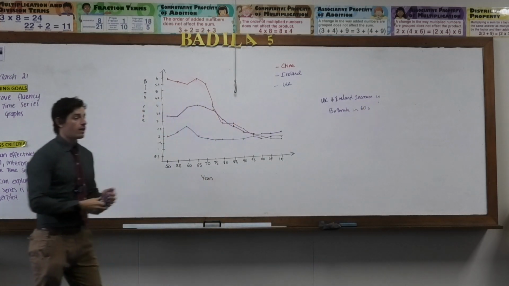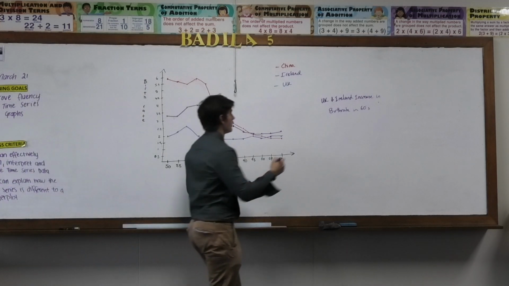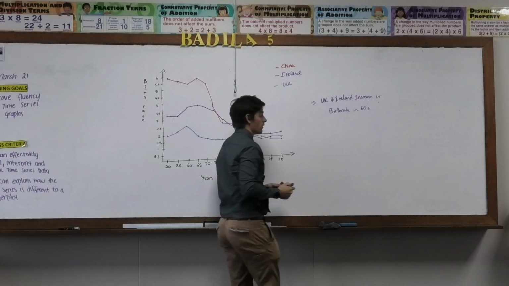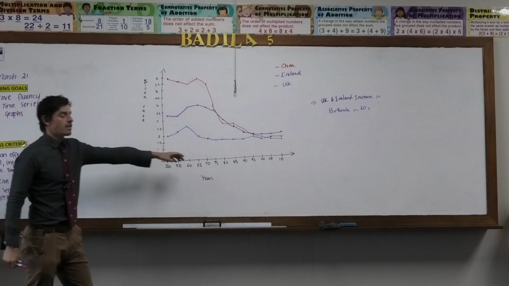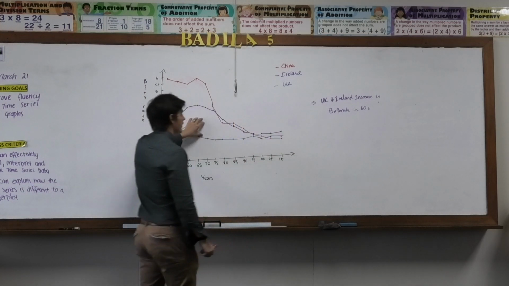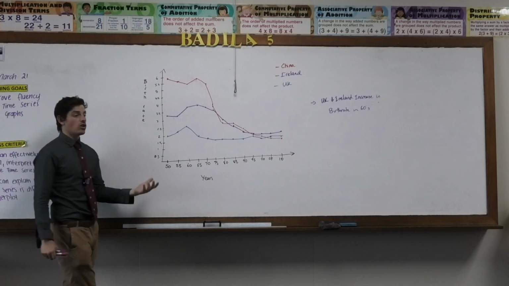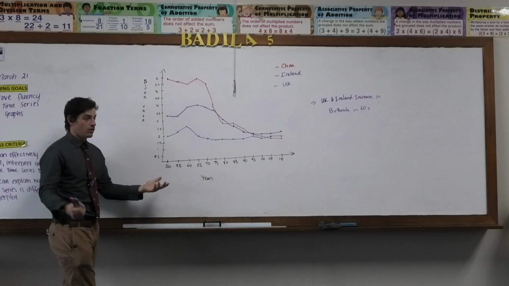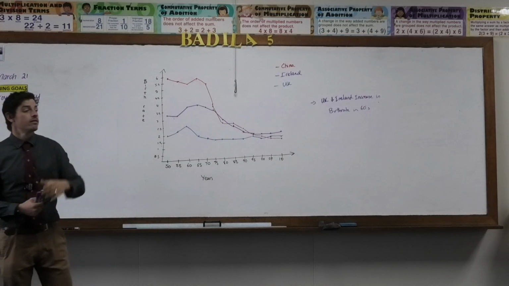Then what can we do with that? What can we do with an observation like that? We can investigate that further and say, why is that happening? What's going on in the 60s in the UK, in Ireland, that's causing this birth rate to increase?